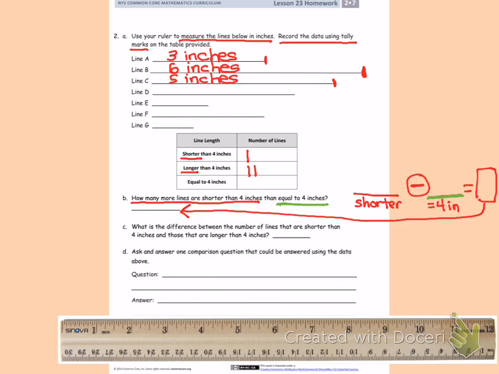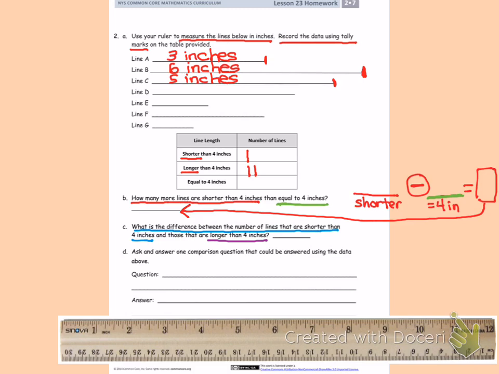Now let's look at item C. That says, what is the difference between the number of lines that are shorter than 4 inches and those that are longer than 4 inches? Again, we're going to be comparing two groups. I'll underline what is the difference between the number of lines that are shorter than 4 inches and those that are longer than 4 inches.